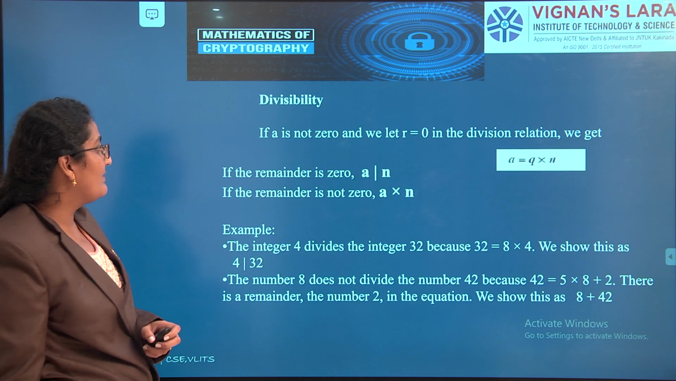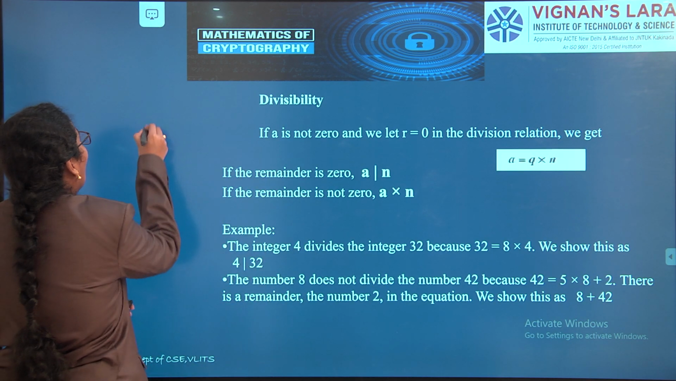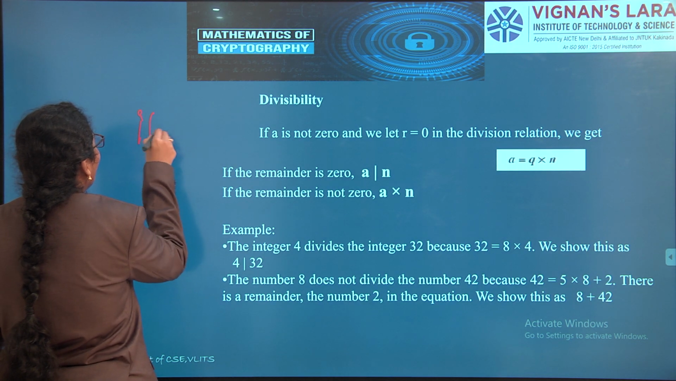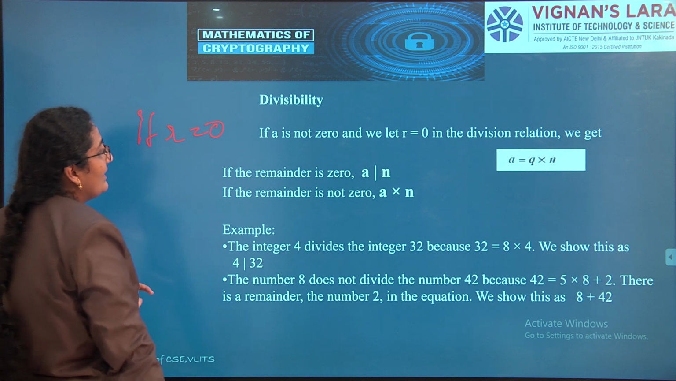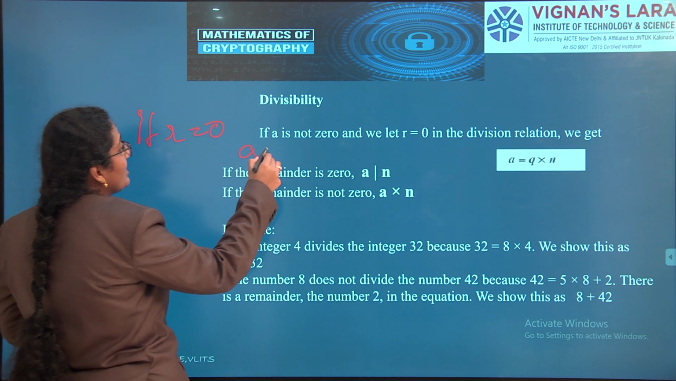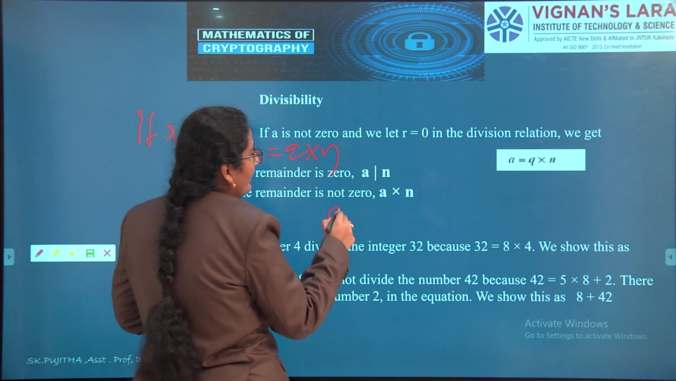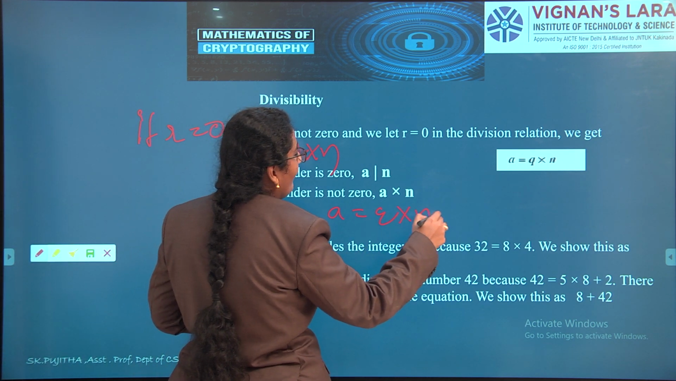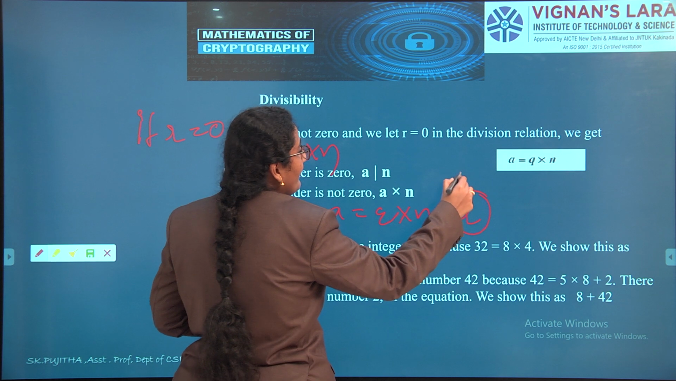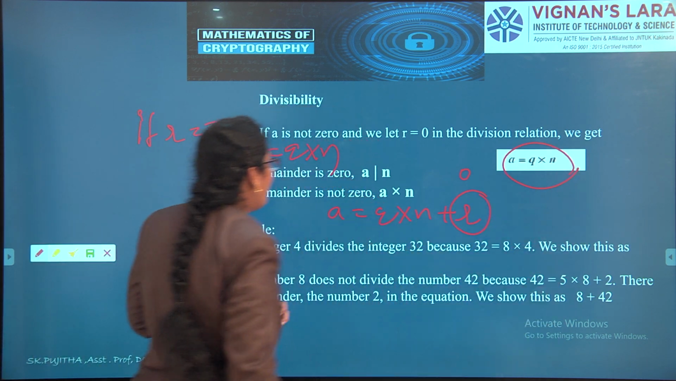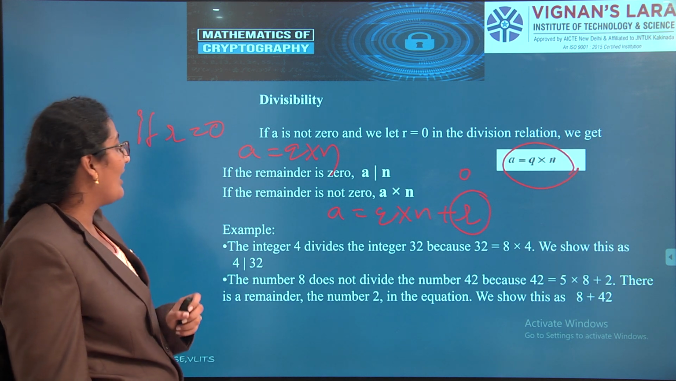Next one, divisibility. See here, if r equal to 0, then how does our division rule change? What is our division rule? a equal to q into n plus r. When this r becomes 0, our division rule becomes a equal to q into n. So this is the first step we have to see.